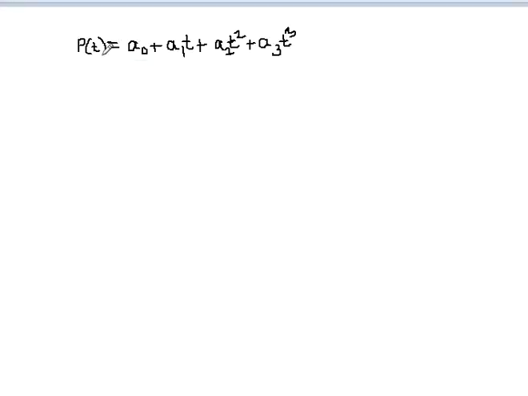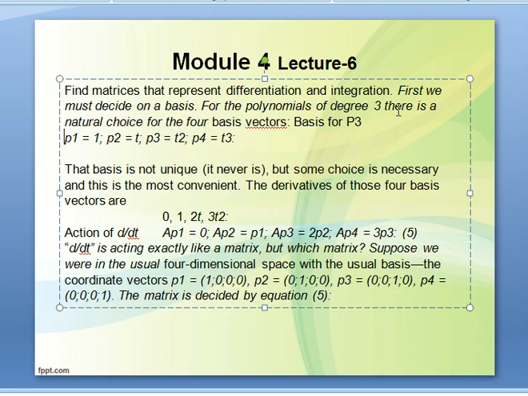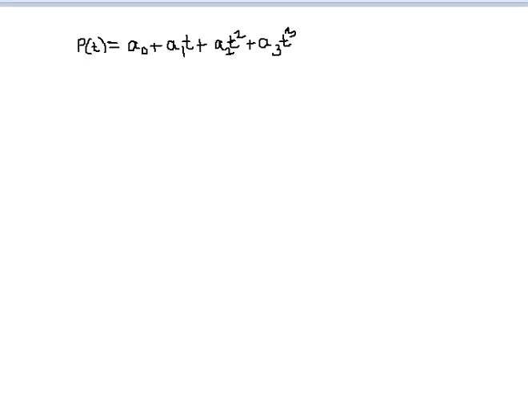The polynomial of degree 3 will have 4 basis vectors. So what is that? A polynomial of degree 3 means t raised to 3 has to be there. So how many terms will it have? Basis means these terms, a0, a1, a2, a3. So these will be represented as p1, p2, p3 and p4.